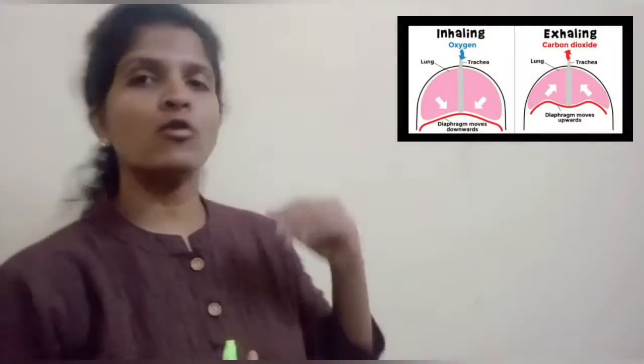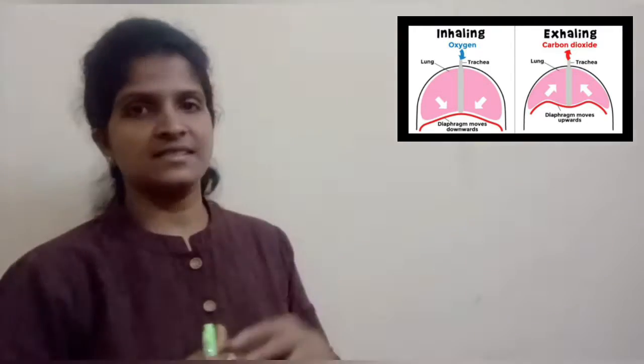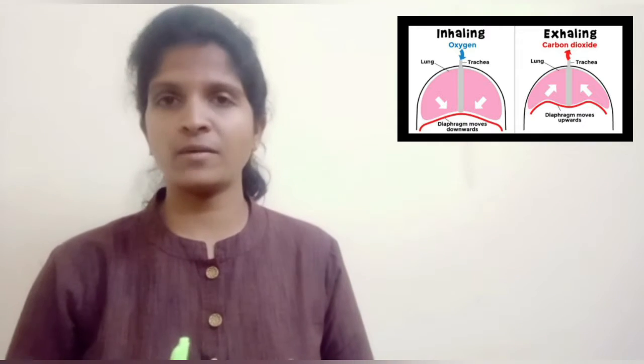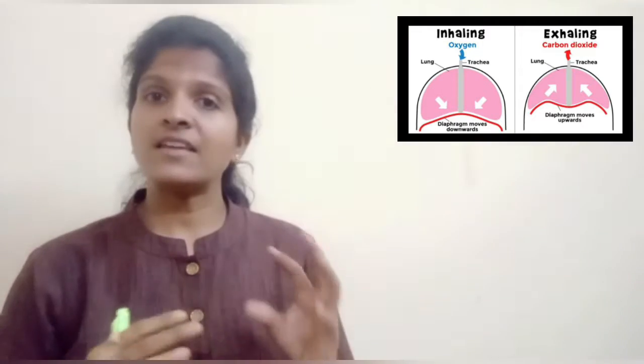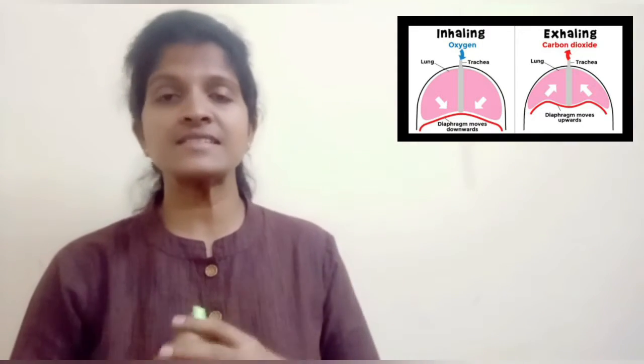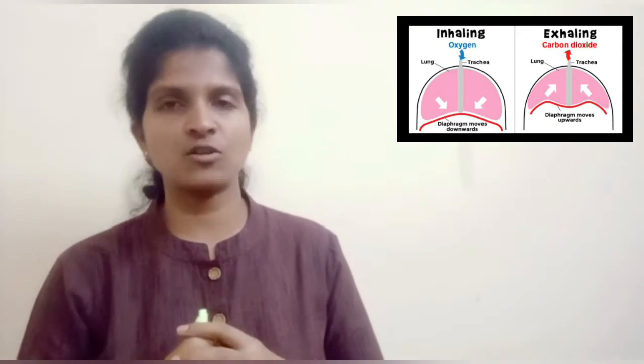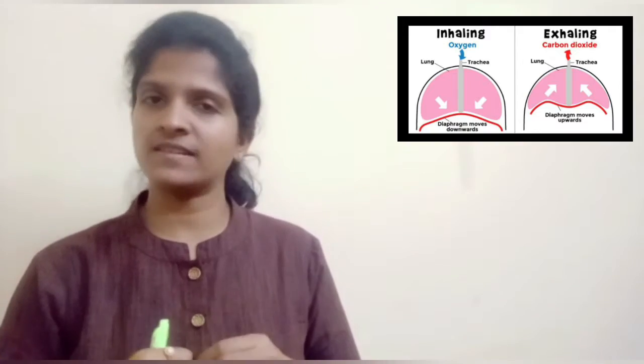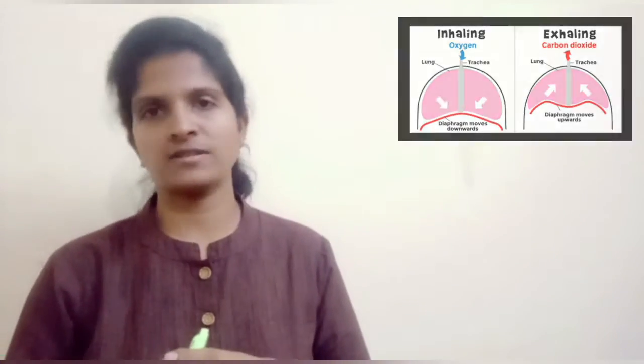And the fourth one is through lungs. In mammals such as cat, donkey, human beings, etc., they have a special sac-like spongy structure called lungs. With the help of the lungs, they take in oxygen and give out carbon dioxide.